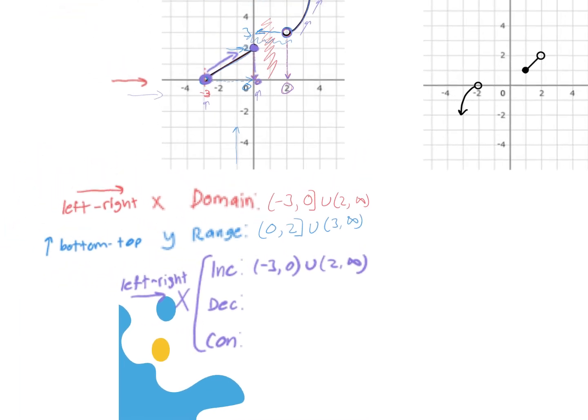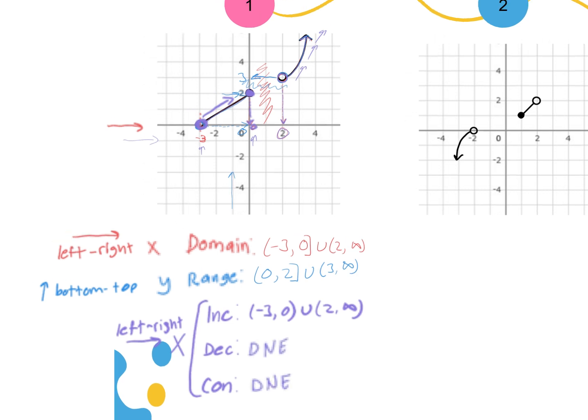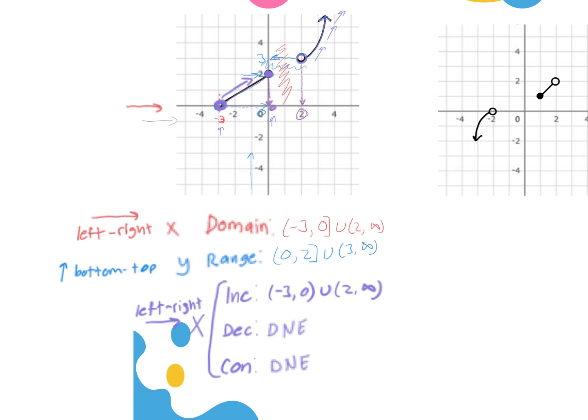And then if you look at our graph, we already covered everything. So there's no parts of it where we're going to be decreasing. I'm going to write DNE for does not exist. We don't have any intervals of decreasing, and we don't have any intervals of constant. We're not flat anywhere. All of these are going to be your answer for this graph right here.